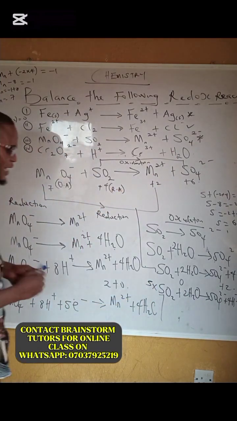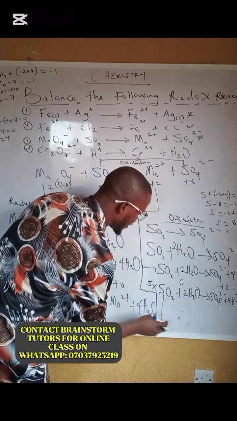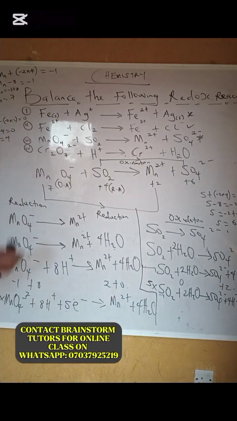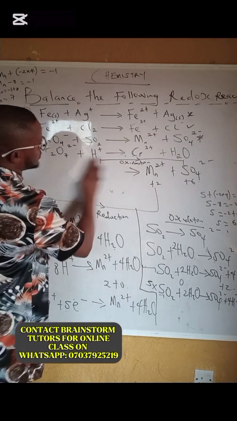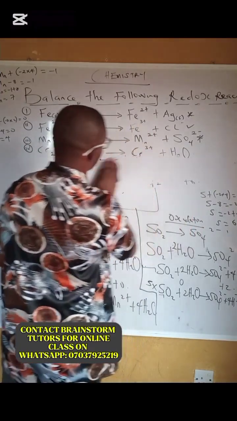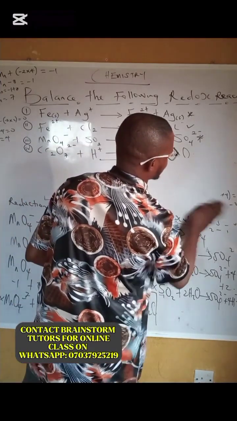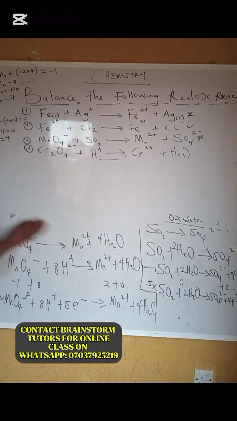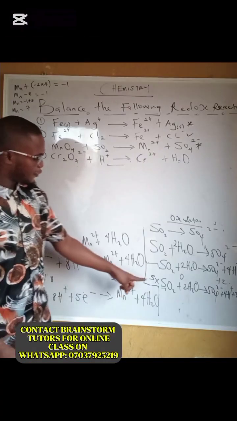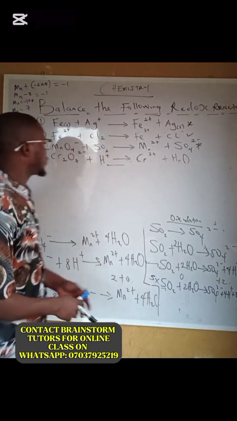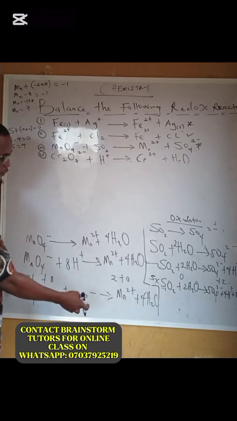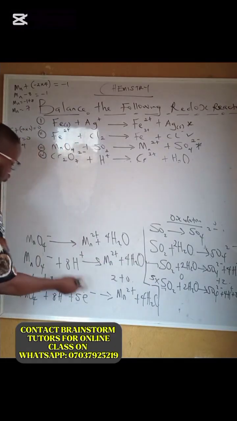So now, my results that I'm going to have is this. Please, quickly jot down all what I have here. I'm going to have something like this. When you are through with this, we can now move on again. As we all know, we have to multiply all through of this by 5 and this by 2.